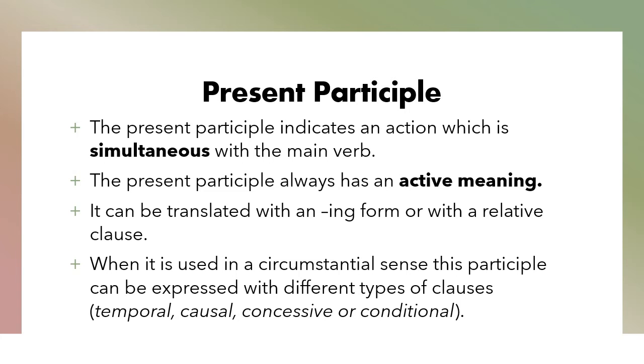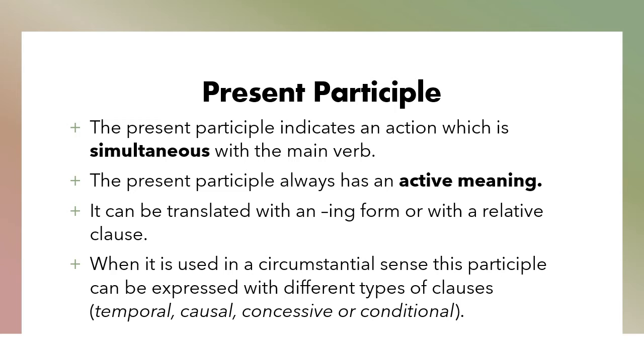Let's start with the present participle. The present participle indicates an action which is simultaneous with the main verb. So if you have the main verb and the participle, it means that the two actions take place at the same time. The present participle, with no exceptions, always has an active meaning, and in English can be translated with an ing form or with a relative clause.